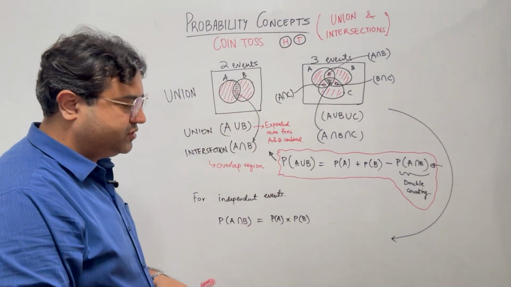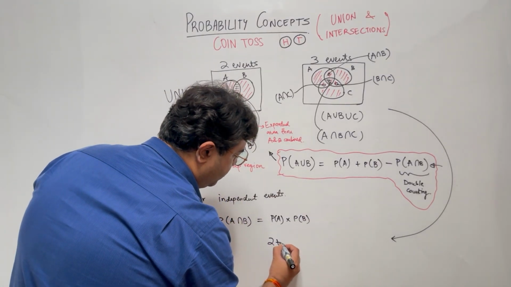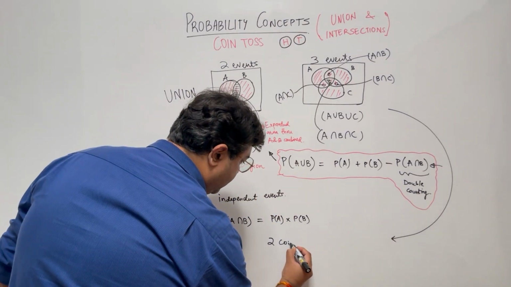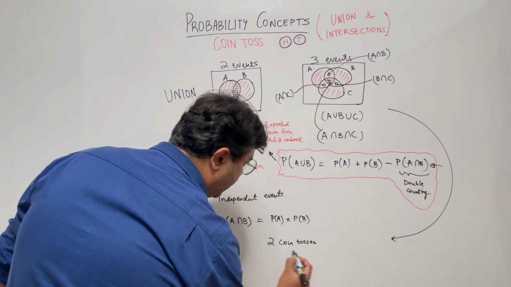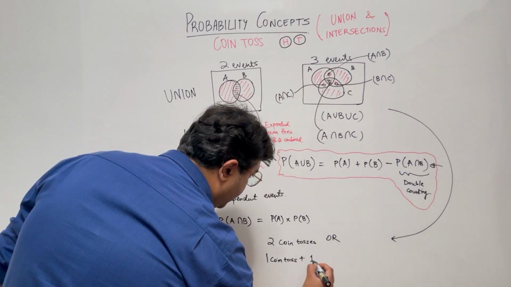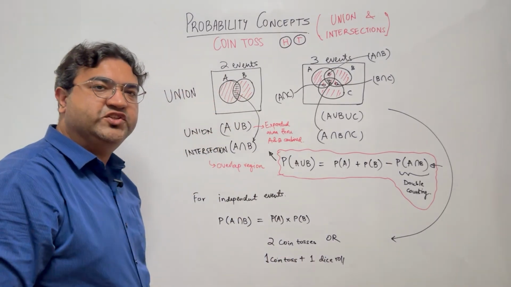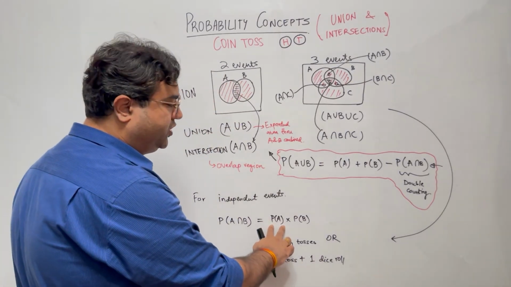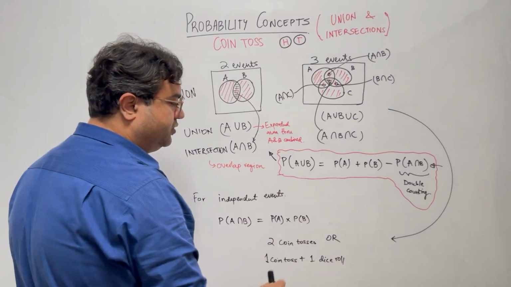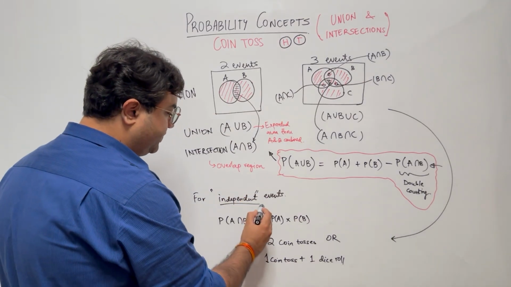Like that day I was talking about 2 coin tosses, right? Like 2 coin tosses or 1 coin toss plus 1 dice roll. So they are independent of each other. So this is from the first coin toss, this is from the second coin toss. Or this is from the 1 coin toss, this is from 1 dice roll. Okay. So this is important, that they are independent events.